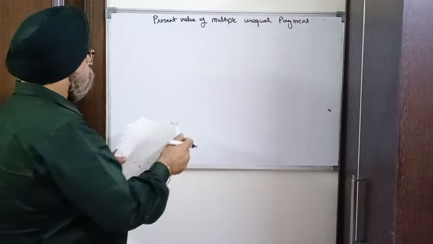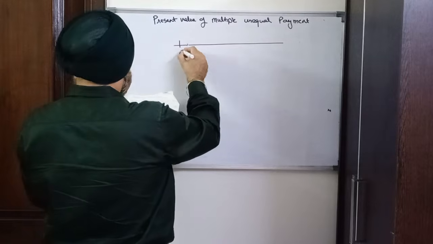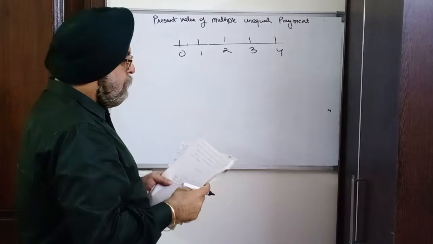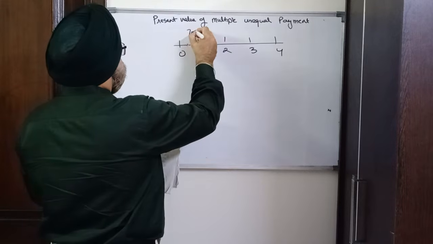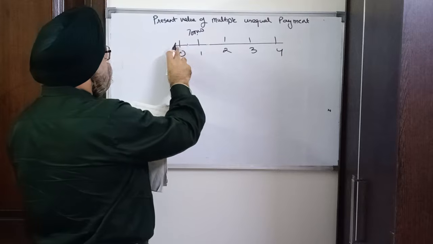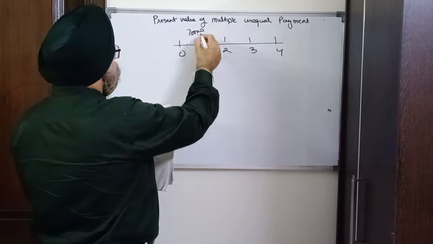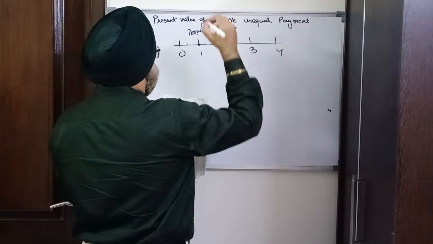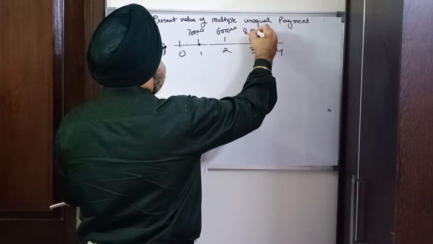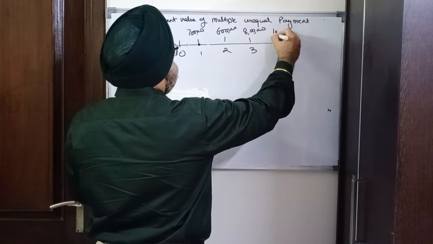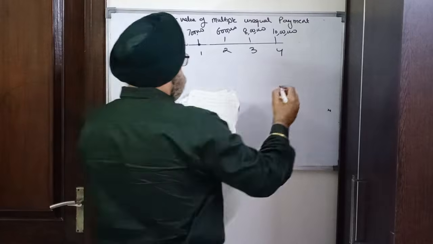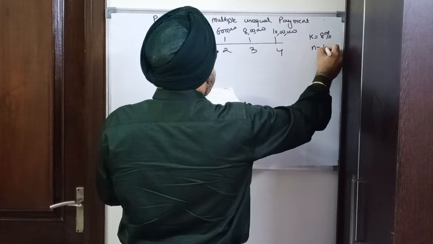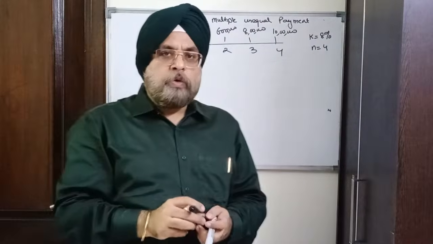Suppose Mr. X will receive, let's make a timeline. Suppose Mr. X will receive 7 lakh rupees at the end of first year. फर्स्ट ईयर 0 से स्टार्ट हो रहा है, 1 पे एंड हो रहा है. यहाँ पे 7 लाख रुपए मिल रहे हैं. And 6 lakh at the end of second year, 8 lakhs at the end of third year, and 10 lakhs at the end of fourth year. Rate of interest K is given, 8%, N is 4 years.